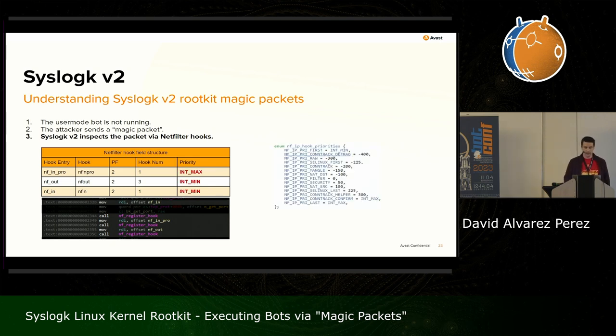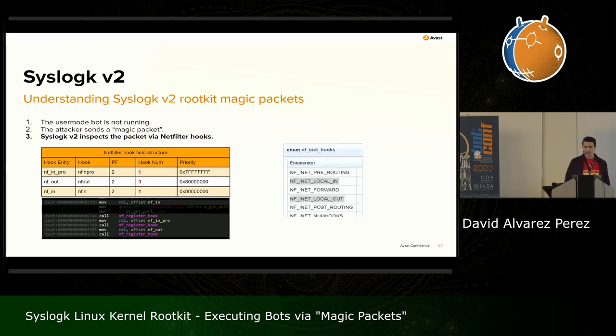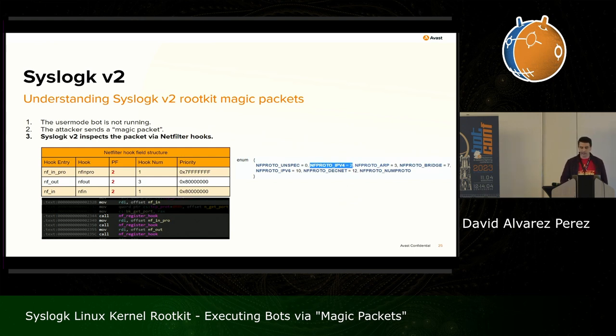If you take a look at the column priority, you can see that nfin pro has the INT_MAX priority. I mean, it will be executed last. But on the other hand, nfout and nfin have INT_MIN priority, meaning that those will be executed first. The hook number indicates something that is evident in the names of the hooks. That is, nfin pro and nfin apply to incoming traffic, and nfout applies to outgoing traffic. And the important thing for us is that those hooks apply to IP version 4, according to the PF number, which is 2.